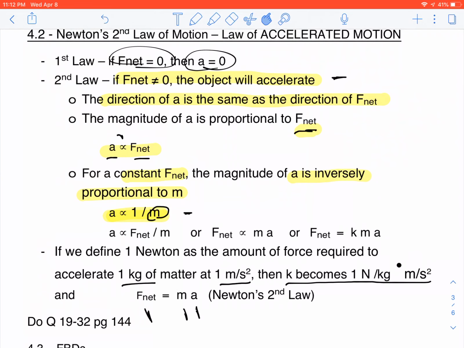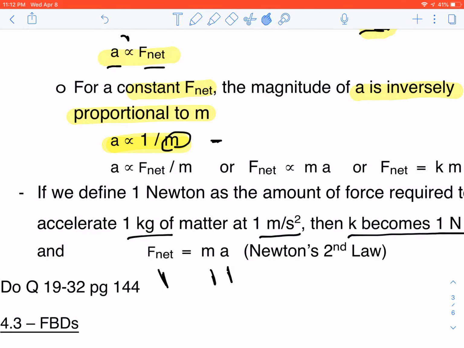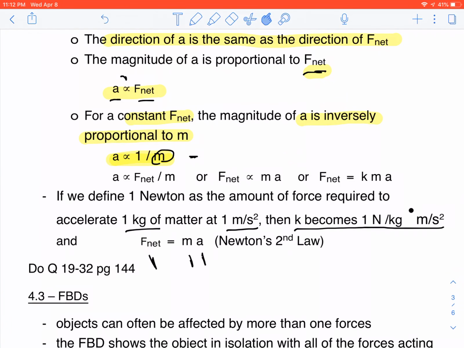So what does this k value mean? The k value says I can now define how much force a newton is. 1 newton is defined now as the amount of force that's required to accelerate a 1 kilogram object at a rate of 1 meter per second squared. Given the definition that we had a moment ago, 1 newton is the amount of force required to accelerate 1 kilogram of matter at 1 meter per second squared.